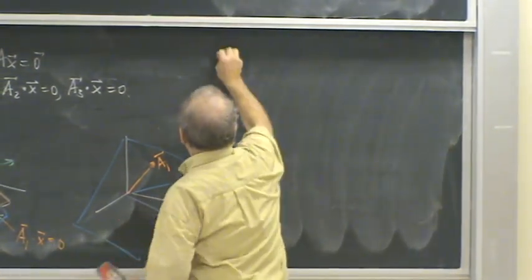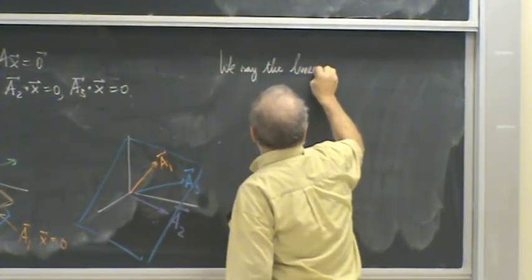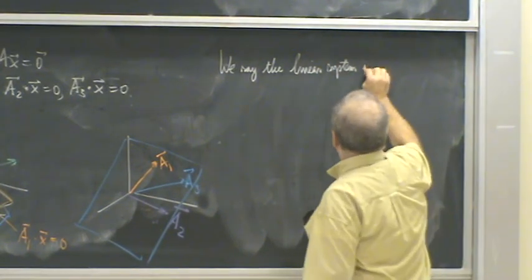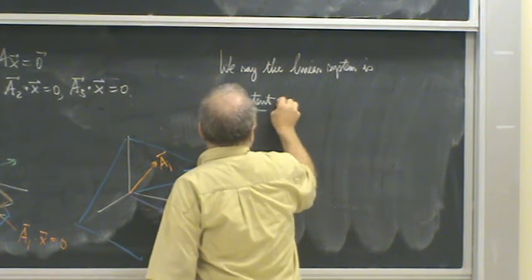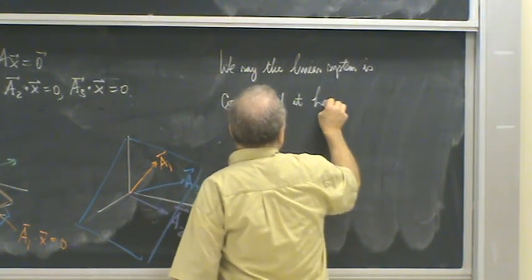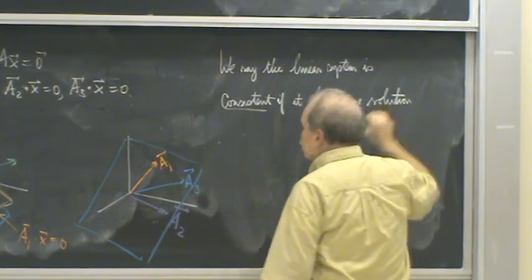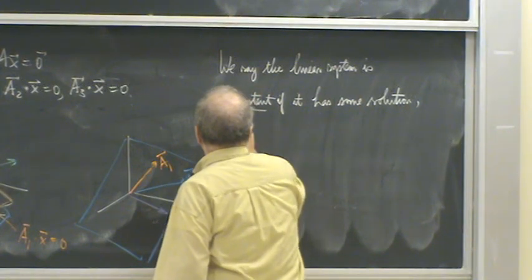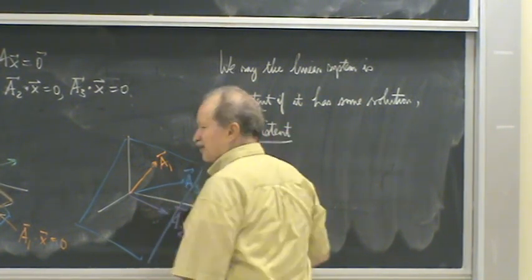So we say the system of linear equations, or linear system, is consistent if it has some solution, but if it has no solution, it's called inconsistent.